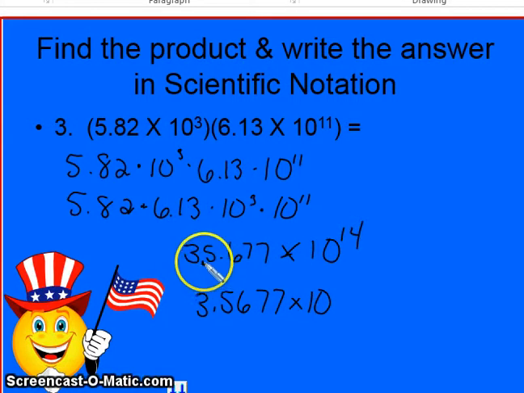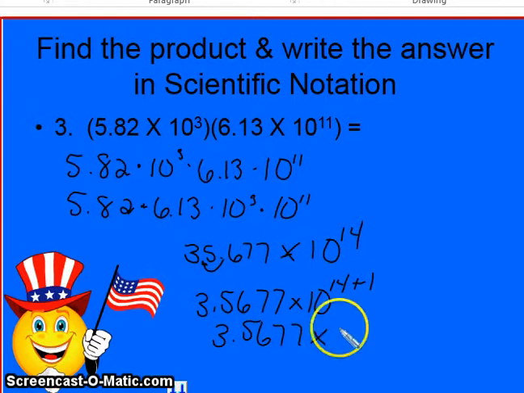Now, in order to get this decimal point back to where I started, I have to move it to the right 1. Now, I already had a power of 14, but I moved to the right 1, which means I need to add 1 to my power of 10. So my answer in scientific notation is 3.5677 times 10 to the 14 plus 1 power, or the 15th power.